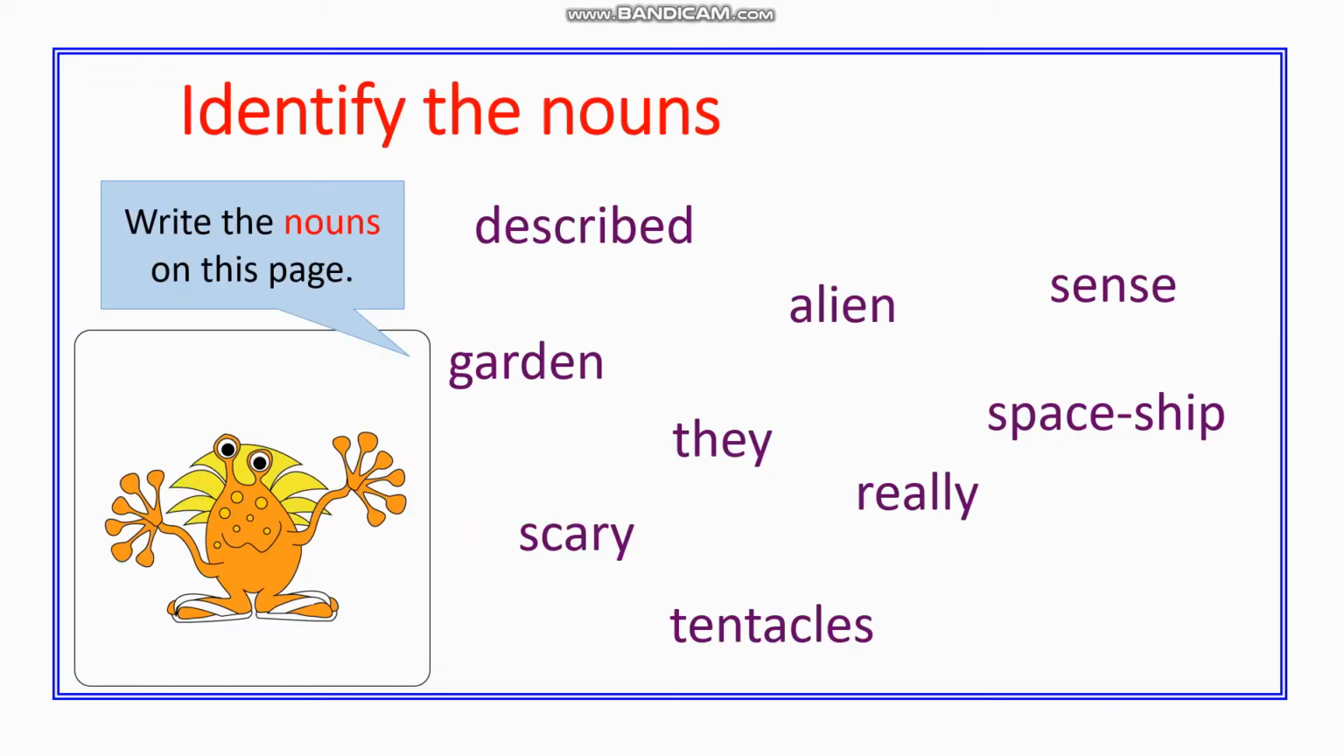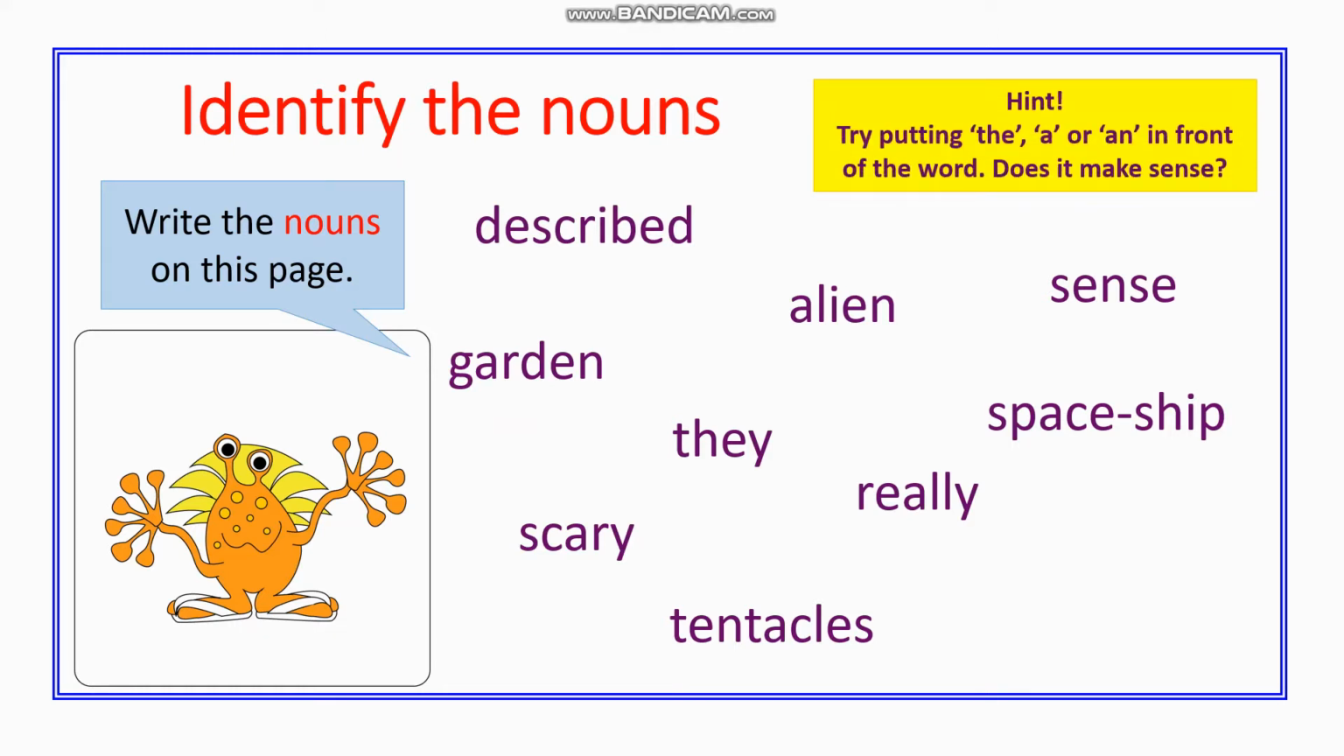What I would like you to do now is point to 2 nouns. There is a possible of 5. So point to 2 nouns, okay? You have 10 seconds. Okay, so time is up. Hopefully you were able to point to one of the 5 nouns. You could have had garden, tentacles, alien, spaceship or sense.